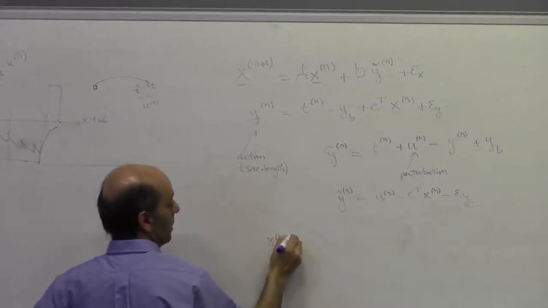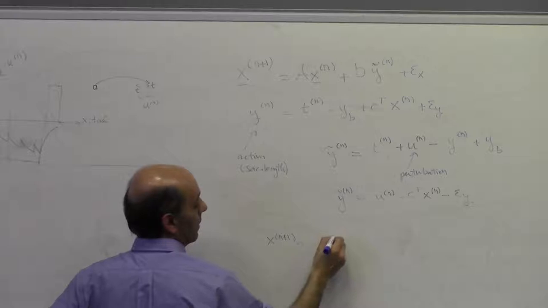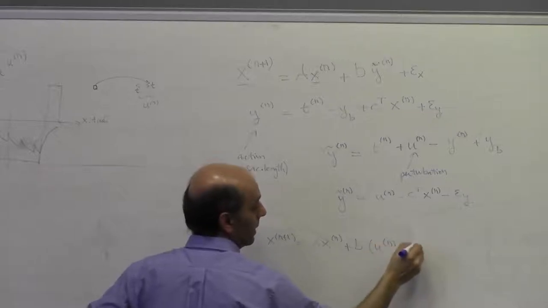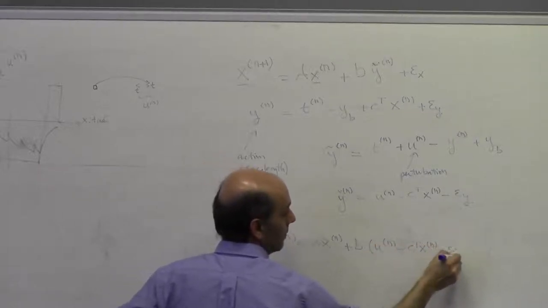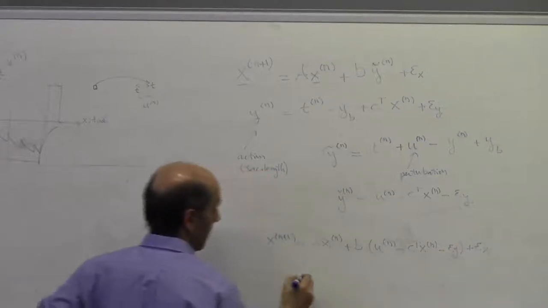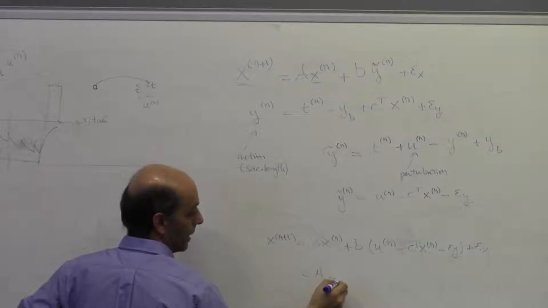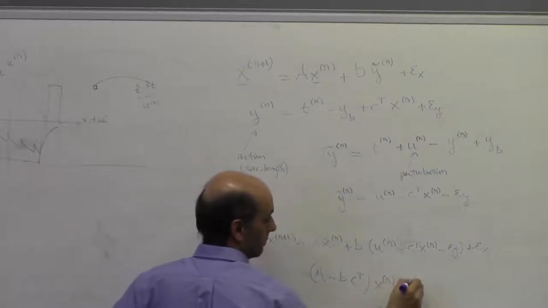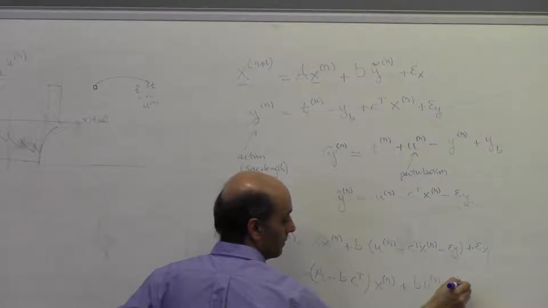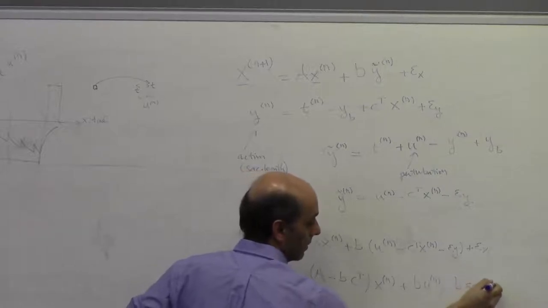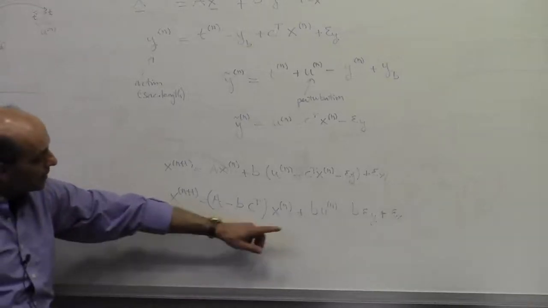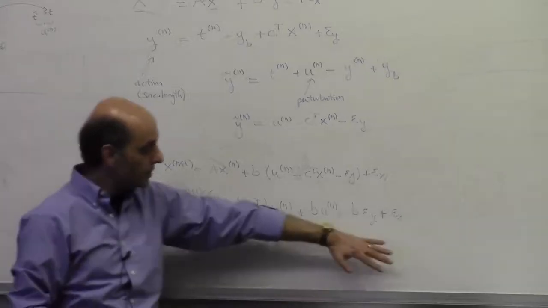So I have X of N plus 1 is equal to A X of N plus B times Y tilde, which is U of N minus C transpose X of N minus epsilon Y plus epsilon X, which is equal to A minus B C transpose X of N plus B U of N minus B epsilon Y plus epsilon X. So that's my state update equation. It's written in the canonical form. So I have this matrix that I'm going to be estimating, this vector that I'm going to be estimating, and these noises here.